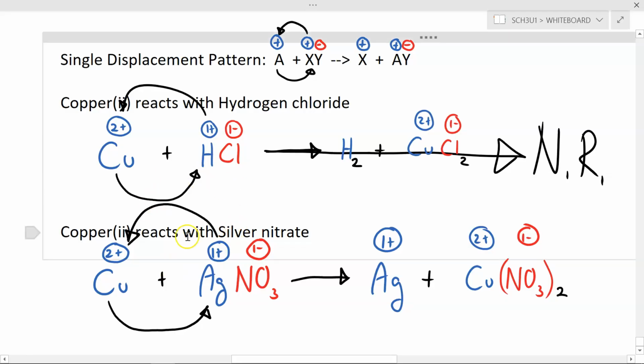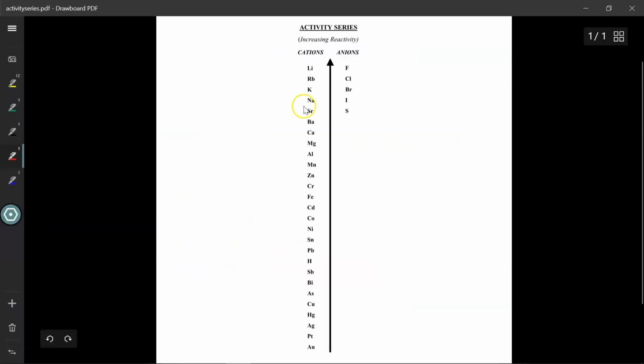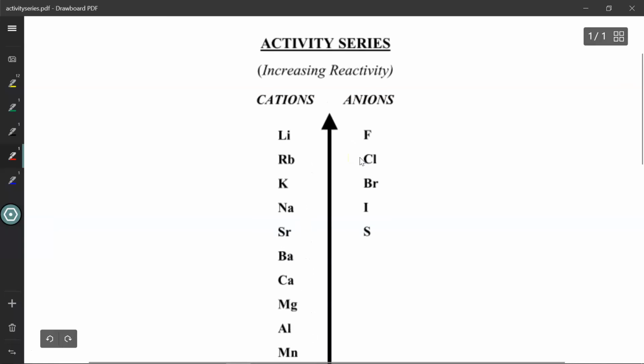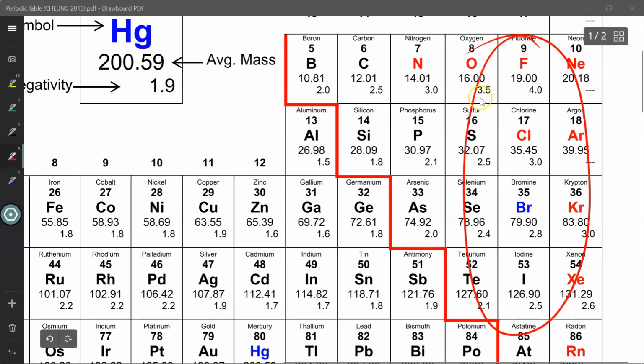Alright, so for single displacement reactions, you must always consult the activity series to find out who can bump out who. Only the most reactive elements can bump out the less reactive elements. Now, most activity series will give you the metallic version. They may not give you the non-metal version. So you don't have to memorize all this. It's all going to be given to you on a periodic table. But like I said, sometimes the non-metals will not be included. That's not a big deal because they're already written in order of reactivity.